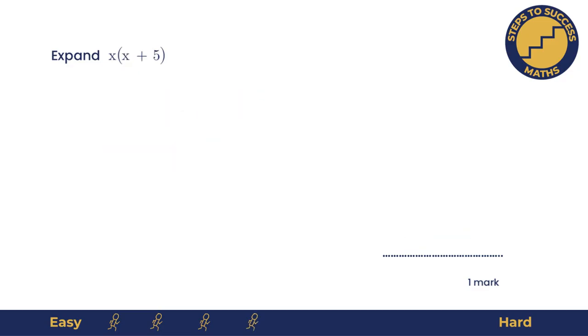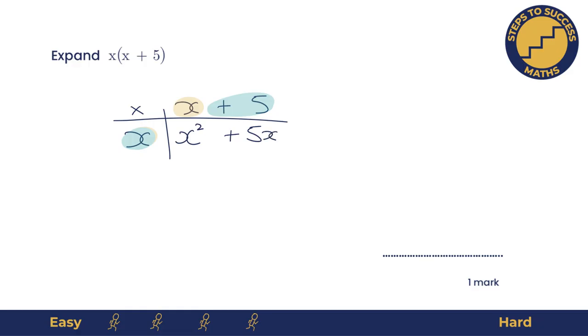Expand x(x + 5). So here's our grid. x plus 5. Right, what's x times x? x times by itself. Well, any number times by itself is just a square. So we've got x squared, and then x times 5, plus 5x. x squared plus 5x.